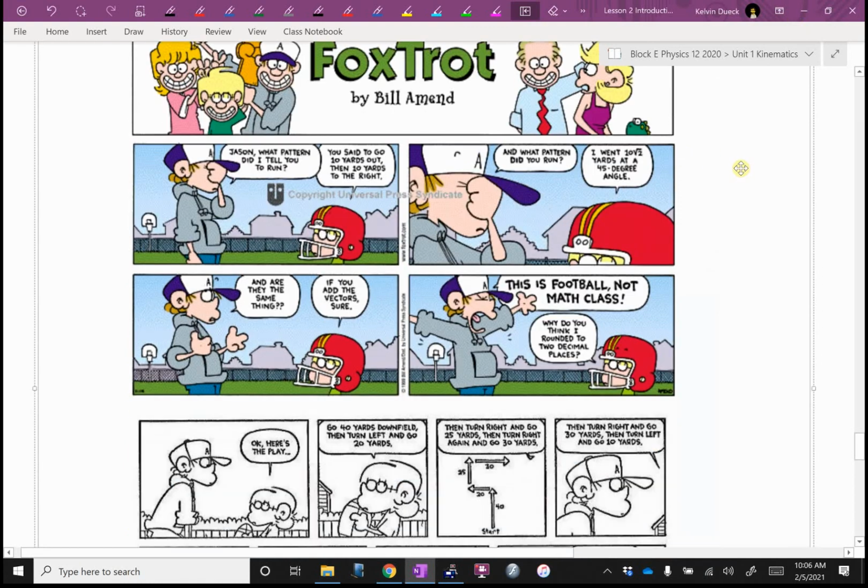I might have showed you this last year. This is from the Foxtrot comic. Jason and his older brother Peter are playing football. Jason, what pattern did I tell you to run? You said go 10 yards out and then 10 yards to the right. What pattern did you run? I went 10 root 2 yards at a 45-degree angle. Are they the same thing? Well, if you had the vectors, sure, they are. This is football, not math class. Why do you think I rounded to 2 decimal places?